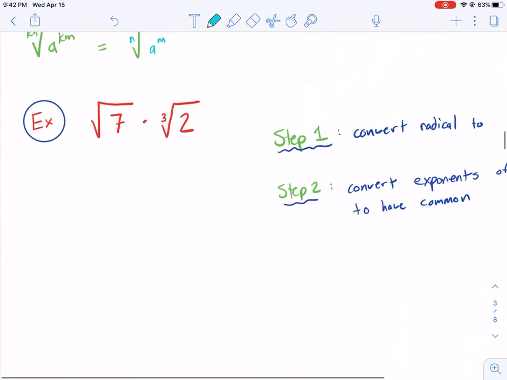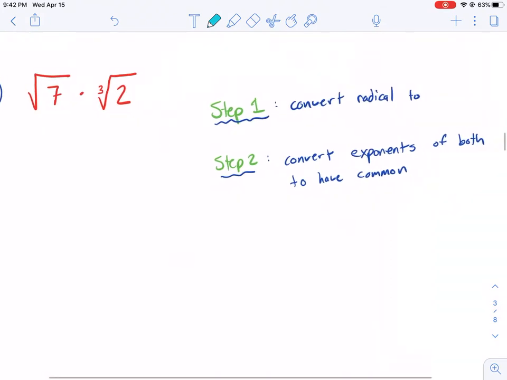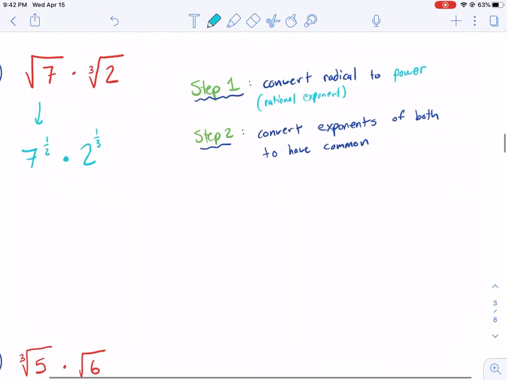So if we have something like the square root of 7 times the cubed root of 2, our first step is to convert each radical to an exponential power, a rational exponent. So think fractions. Let's do that with both. The square root of 7 as an exponent is 7 to the 1/2 power, times 2 to the 1/3 power. So we're done with step 1.